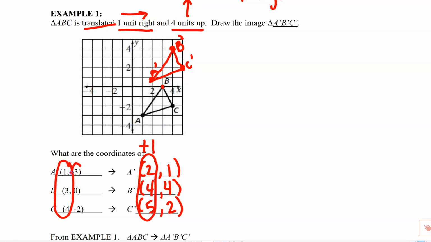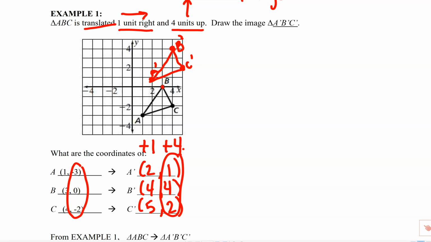Let's look at the Y's now. So on the Y's, I know that negatives might be a little bit hard, but from -3 to +1, what happened? From 0 to 4, what happened? And from -2 to +2, what happened? Yep, we added 4. So to each X, we added 1, and to each Y, we added 4. If you see, these are the numbers that they gave us right here. 1 unit to the right and 4 units up.